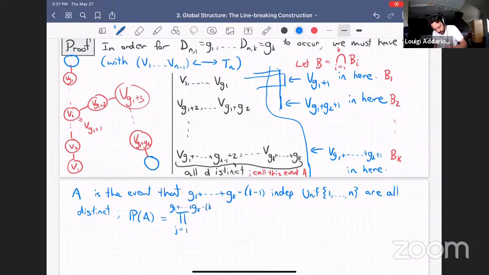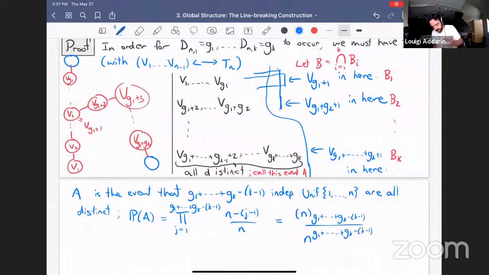We can write that as the product for j from 1 up to that value of 1 minus (j minus 1) over n. Or maybe in this setting it's more natural to write it as (n minus j minus 1) over n, because then we see that it's precisely n and then this following factorial, divided by n to the g1 up to gk minus k minus 1. Okay, so A isn't too bad.